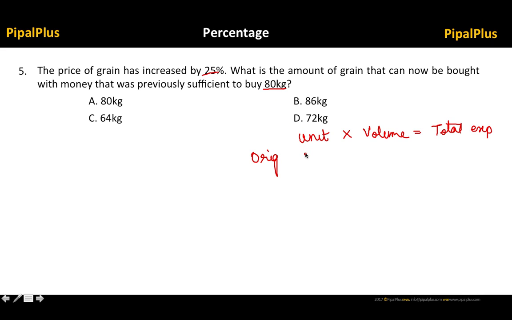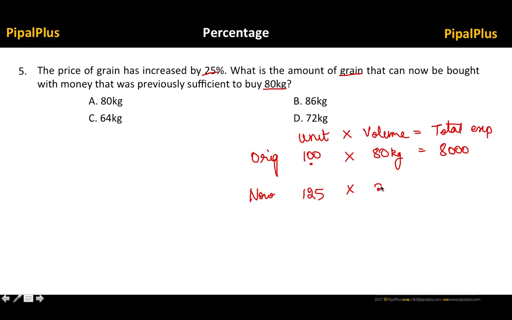Let's assume that the unit price originally was 100. So the unit price of 100 times volume of 80 kgs, and I was spending 8,000 rupees on buying whatever grain I was previously buying. Now the price of grain has increased by 25%. So if originally it was 100, now it has become 125. So 125 is the unit price.